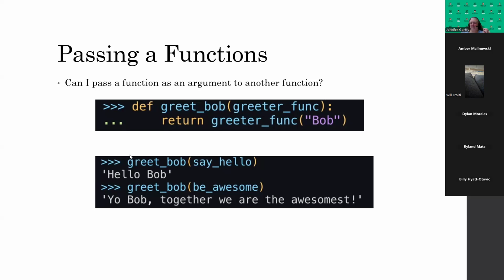Okay. So the second one, greet_bob. So that's this one that I did up here. I'm going to say be_awesome instead. So it's going to return a call to be_awesome, sending it the text Bob. So what you're going to get is the yo Bob, together we're the awesomest. So I can pass a function as an argument to another function. See how I did that? I think it's kind of cool. I'm a nerd, so it's okay.